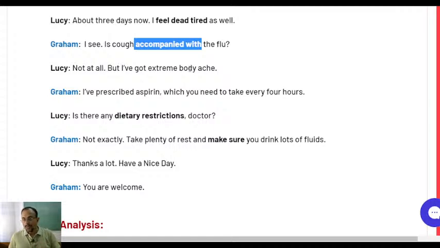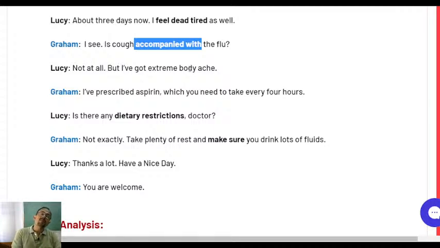right? So accompanied with is used to indicate whether something else is there with the existing problem. And accompanied by is used if two persons are going together somewhere. We can say he was accompanied by his son on the tour. So that's the difference, dear students, between accompanied with and accompanied by.